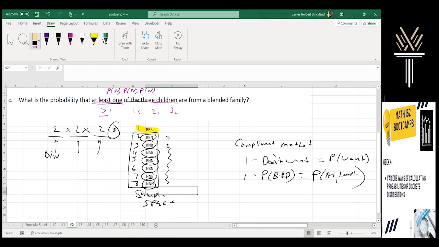And actually, we want at least 1 blended, don't we? So I should have said that we want this one, because that's at least 1, and we don't want the not blended. Because this is what we don't want, since there's not 1 blended child in that group. Turns out the probability technique is still the same, so I should have just not blend it, not blend it, not blend it. And so that probability calculation is what we're looking for.